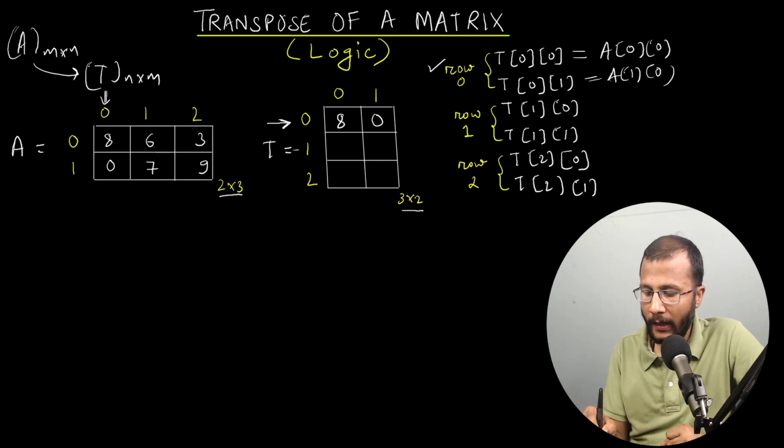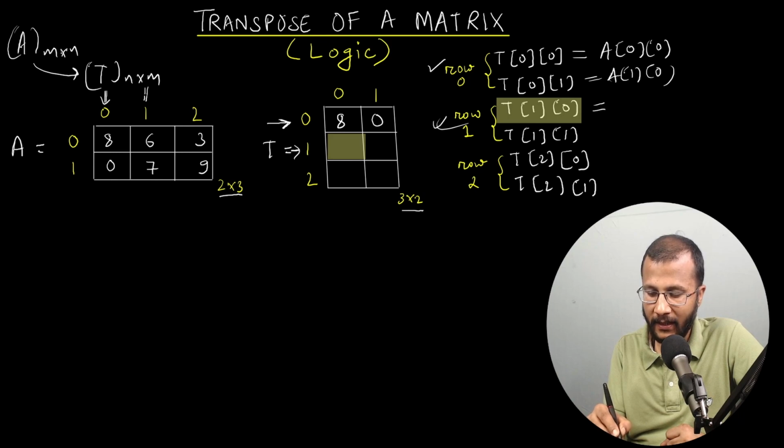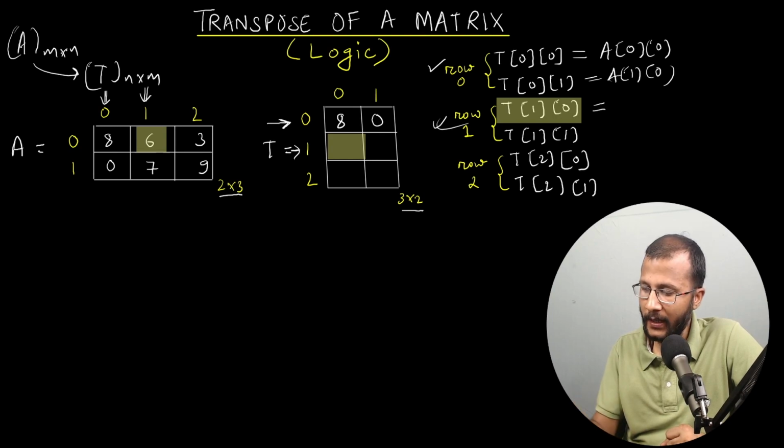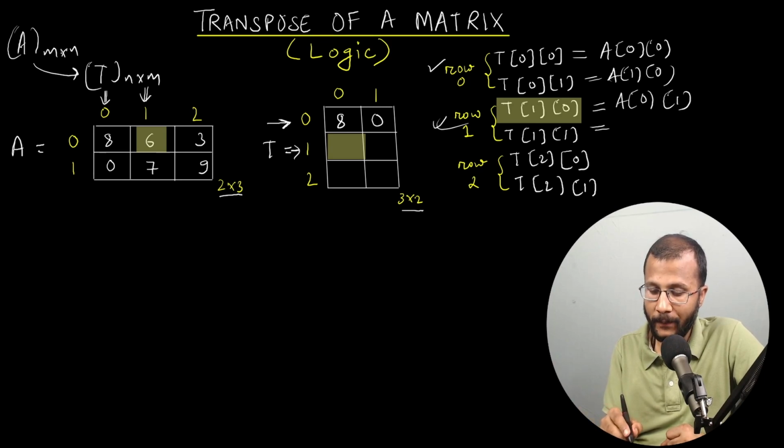In row 1, the row index is 1. What is T10? I'll move to the second column of the original matrix and copy the value A01. So T10 is A01. What is A01? A01 is 6. 6 comes here.